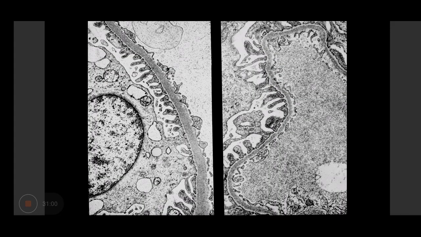Now, this is a normal glomerulus. You can see the basal membrane. This is what it looks like. But in this particular case, you see the glomerular basal membrane is markedly thin. So this is a case of thin basal membrane disease.